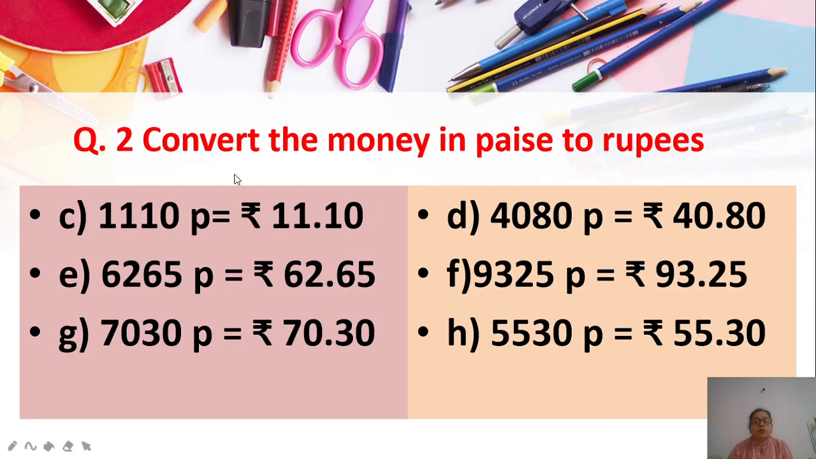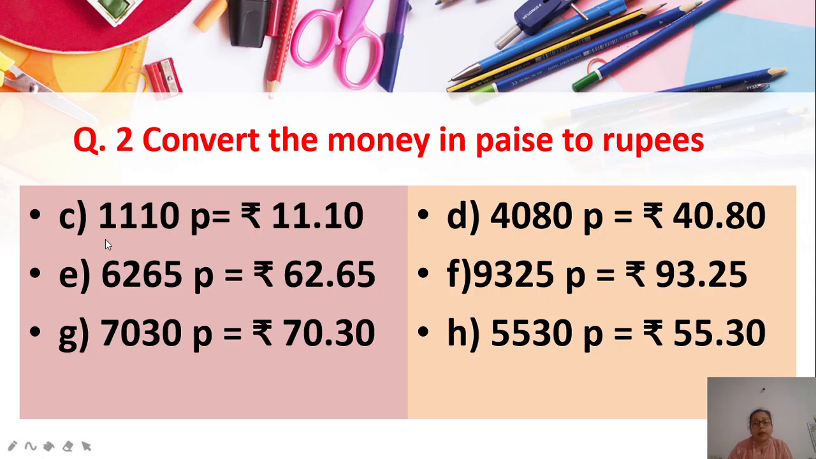Our question number 2 is the vice versa of question number 1. Question number 2 says convert the money in paise to rupees. So here we have the question in paise and we will write it in terms of rupees. Just look at question number C. We have 1110 paise. We want to write it in terms of rupees.